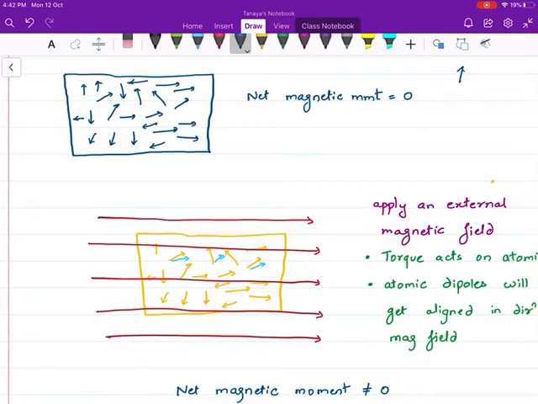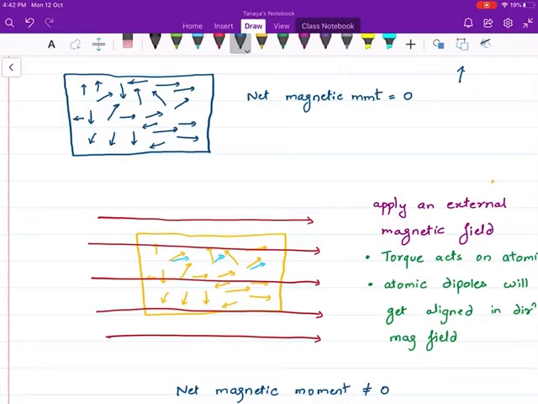So if I try to find the net magnetic moment, how much is the magnetic moment of this particular material, which is including these 10 to the power of 30 atoms, you see that the net magnetic moment is 0, because few dipoles are acting upward, few downward, few to the right, few to the left. So the net magnetic moment of this material is going to be 0.